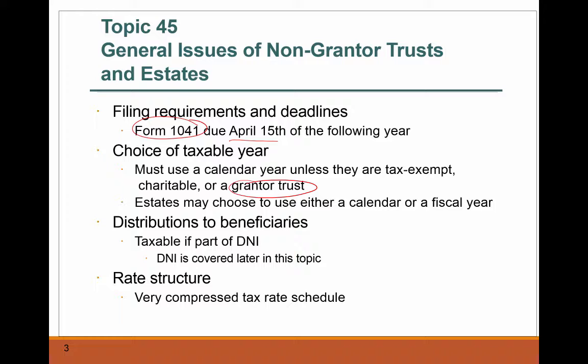Now we have distributions to beneficiaries. They are taxable if they are part of the DNI, and DNI we'll talk about a little bit later, but just understand that they're taxable if they are part of the DNI. Then we have a rate structure. This is a bit more complex tax rate structure.